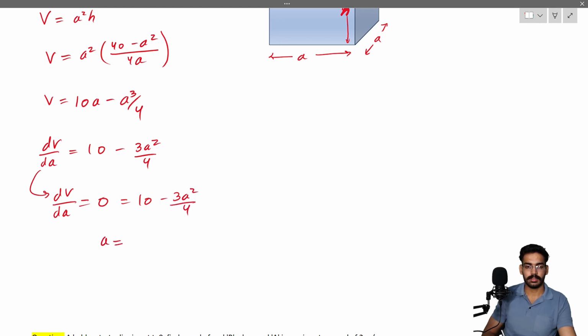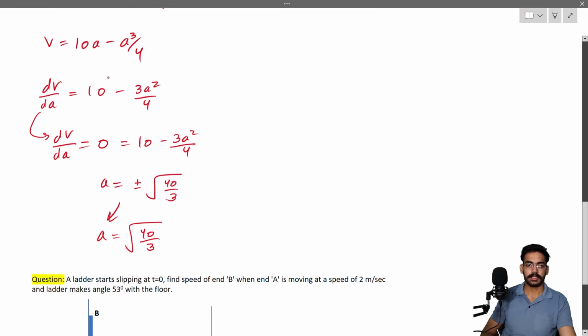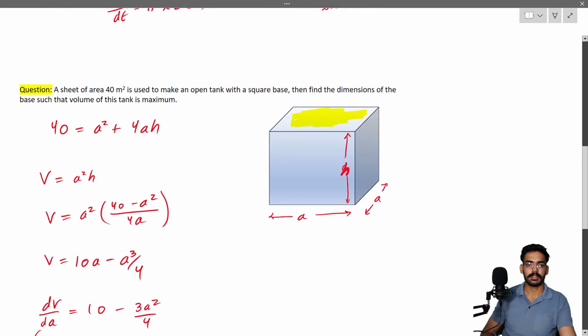A equals plus minus under root 40 by 3, but we will only accept the positive value because this is the side of the triangle. Okay, the side is a length, right? So length is always positive, so we're going to accept the positive one. Now we want to find out the maximum volume of the tank.